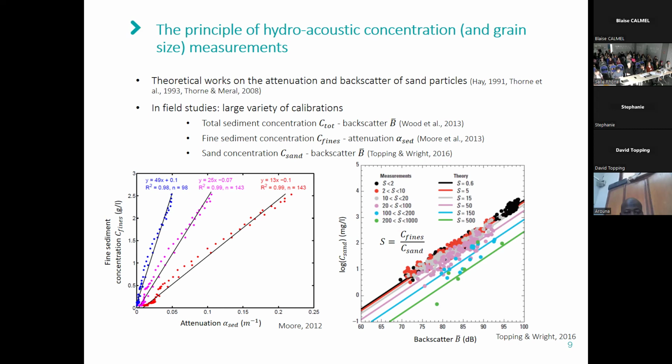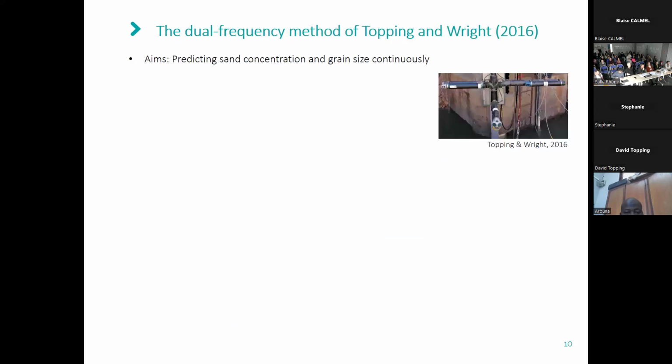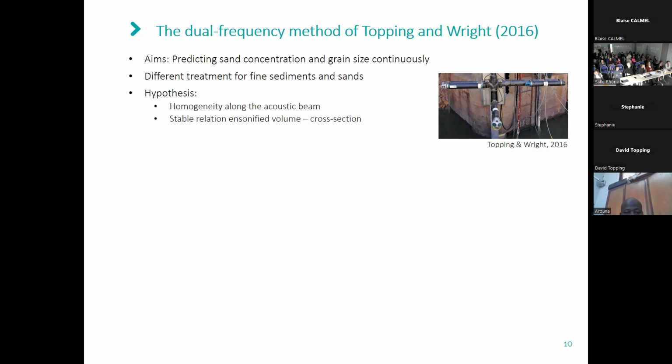I just want to present you in more detail this method, which was created by Topping and Wright in 2016. This method aims to predict the sand concentration and sand grain size continuously using a horizontal deployment with 3 different frequencies or 2 different frequencies. They also perform a different treatment for fine sediment particles, relating them to the attenuation, and for sand particles, relating them to the backscatter. As it is a horizontal deployment, they hypothesize that there is a homogeneity along the acoustic beam, and as well that there is a stable relation between the insonified volume and the entire river cross-section.